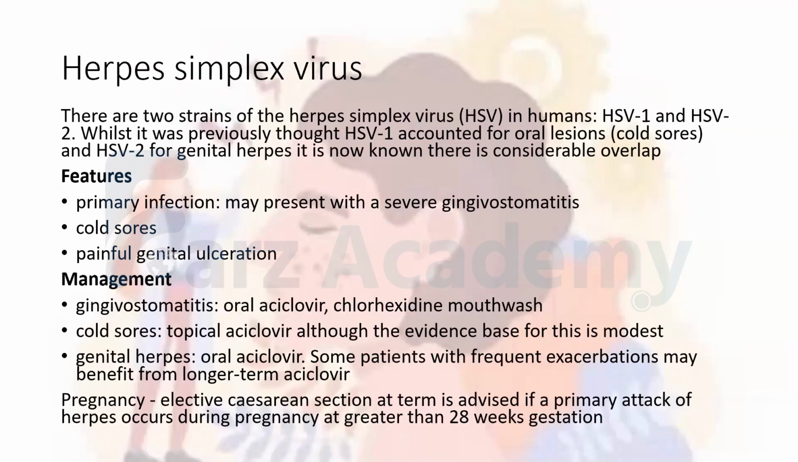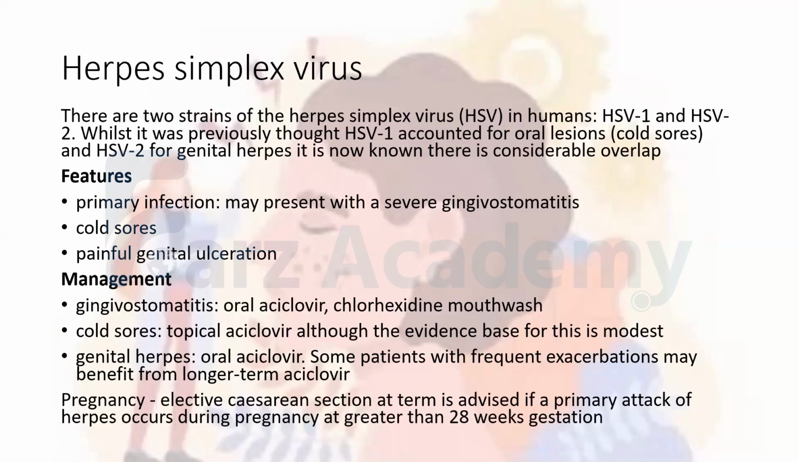Next, most important thing is herpes simplex virus infection. So there are two strains of the virus, HSV1 and HSV2. So previously it was thought that HSV1 usually causes oral lesions like cold sores, and HSV2 is responsible for the lesions below the abdomen, for example, genital herpes. But of late, it is seen that there can be an overlap between the two.